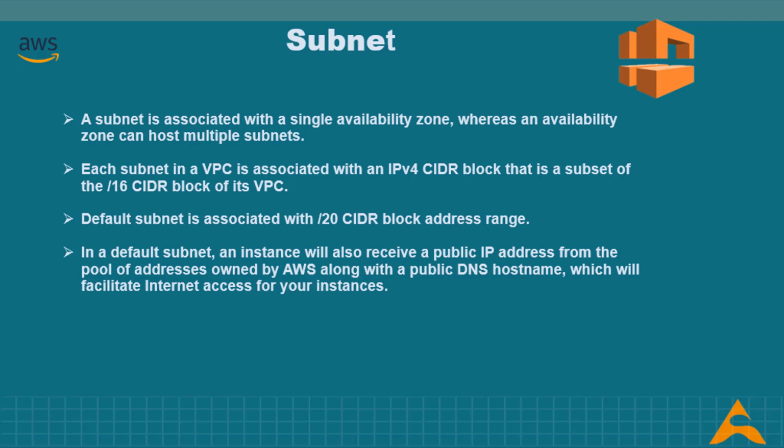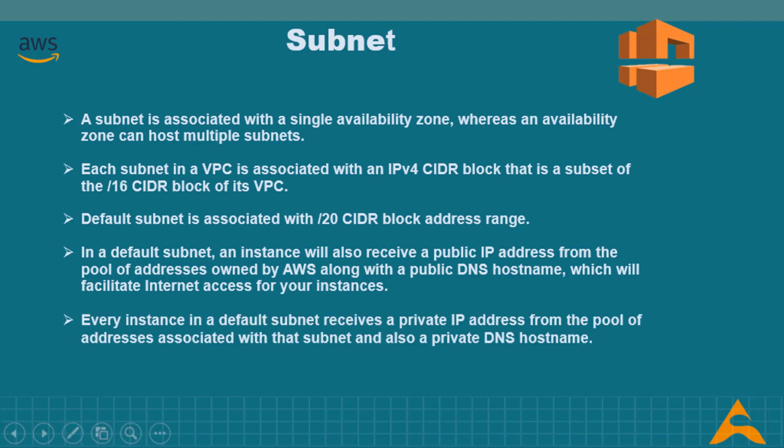Every instance in a default subnet receives a private IP address from the pool of addresses associated with that subnet, and also a private DNS hostname. In a default subnet, an instance will also receive a public IP address from the pool of addresses owned by AWS, along with a public DNS hostname, which will facilitate internet access for your instances.